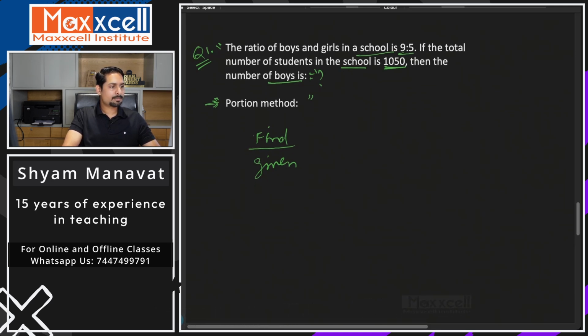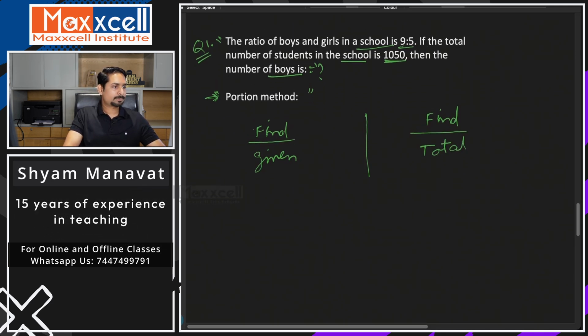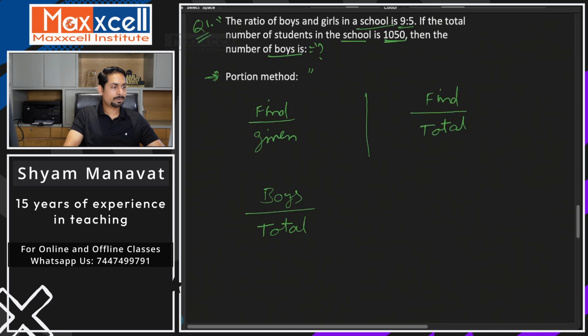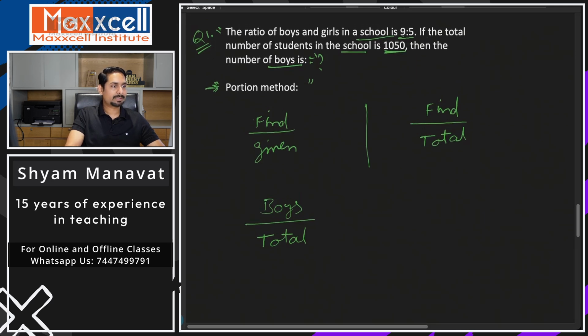Or you can also say what we need to find by the total of the ratio. We can use it this way also. So what do we need to find? We need to find the number of boys, with respect to the total number of students. In the portion method, the ratio for boys is 9. Boys to girls are in the ratio 9:5.